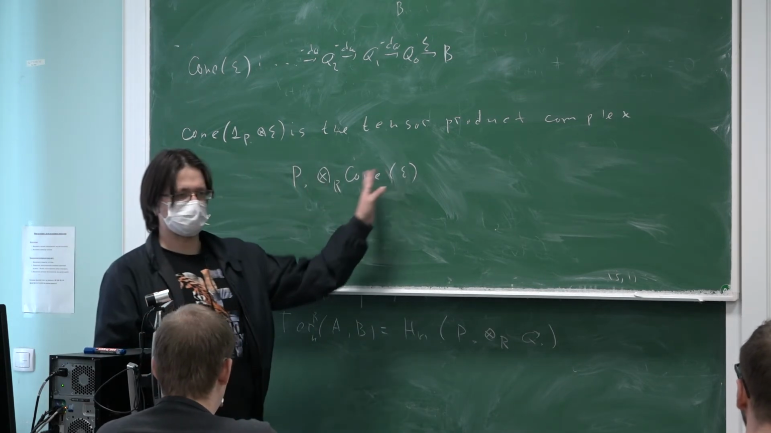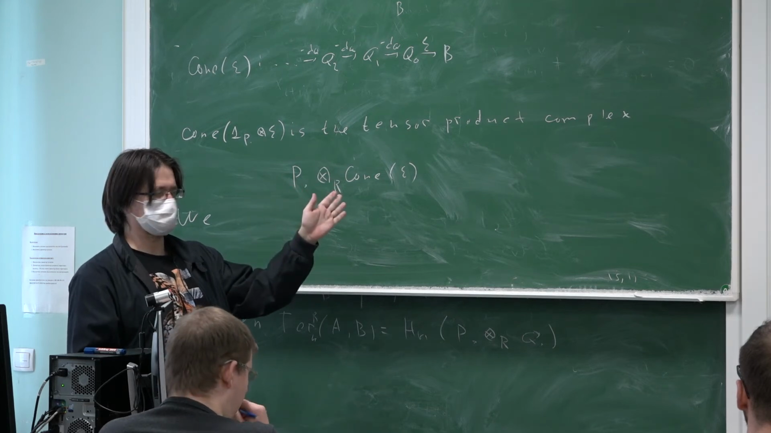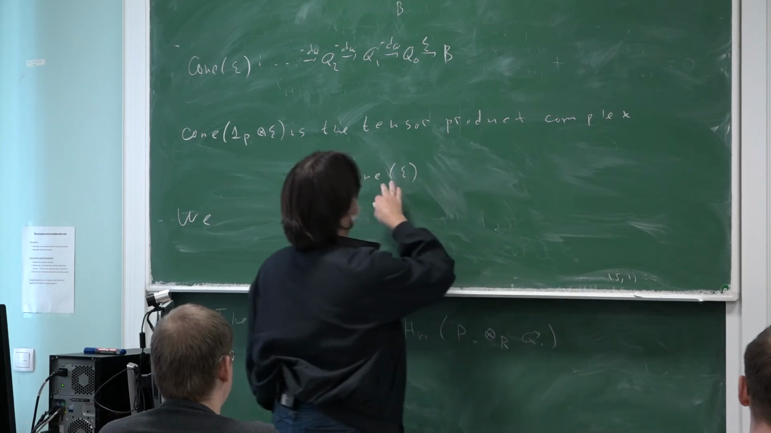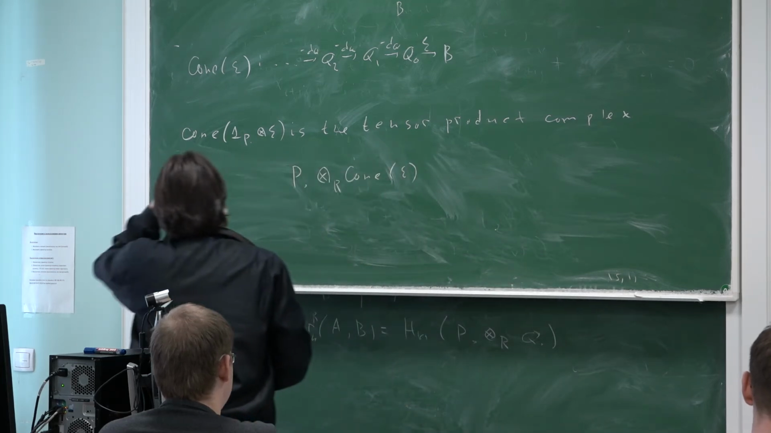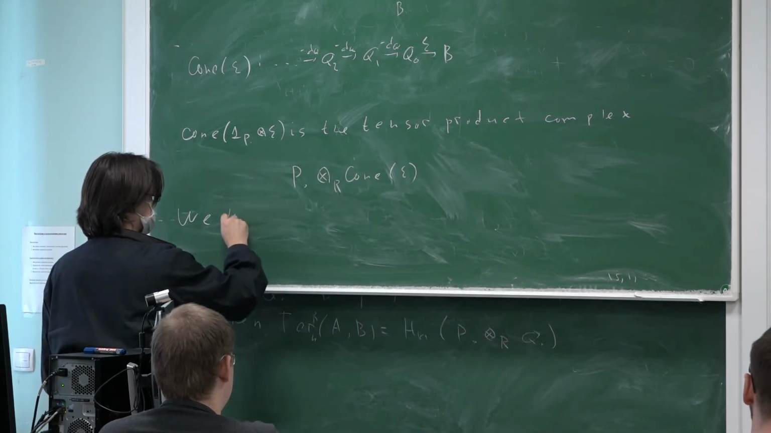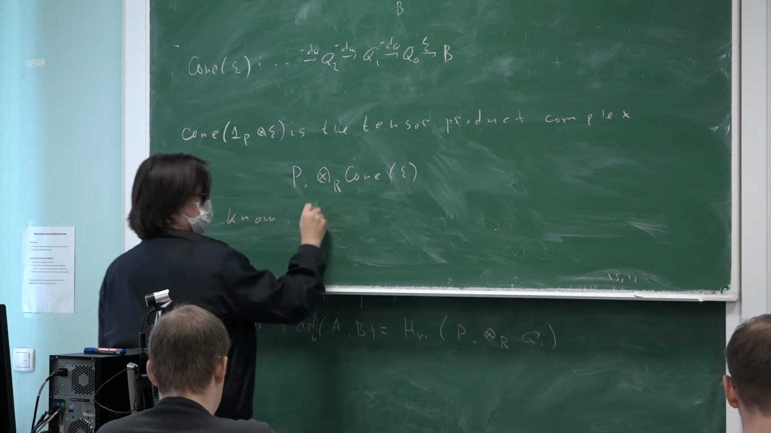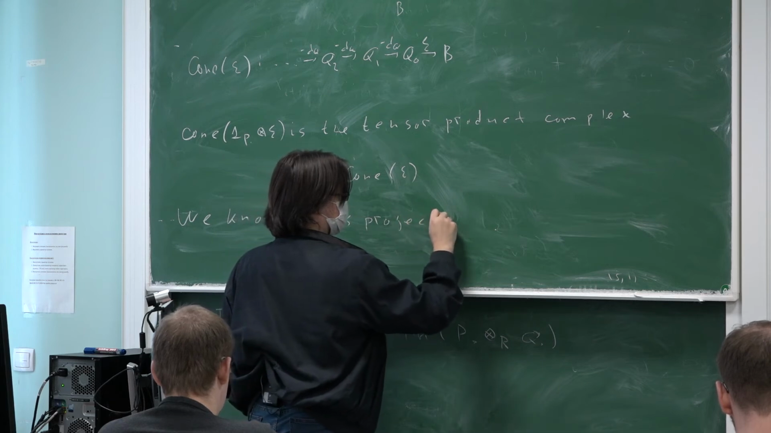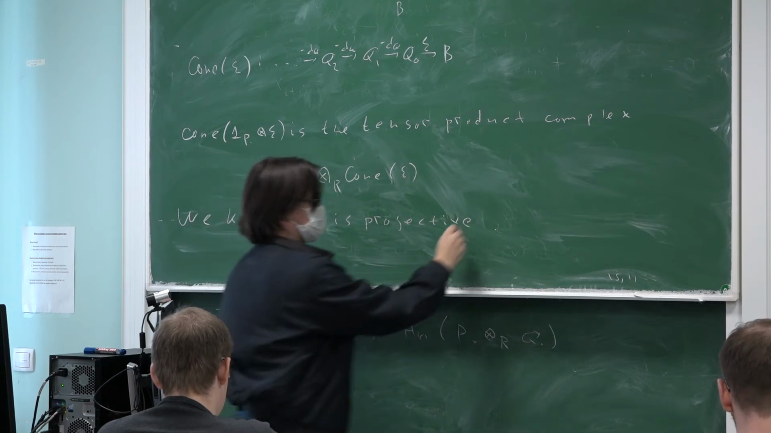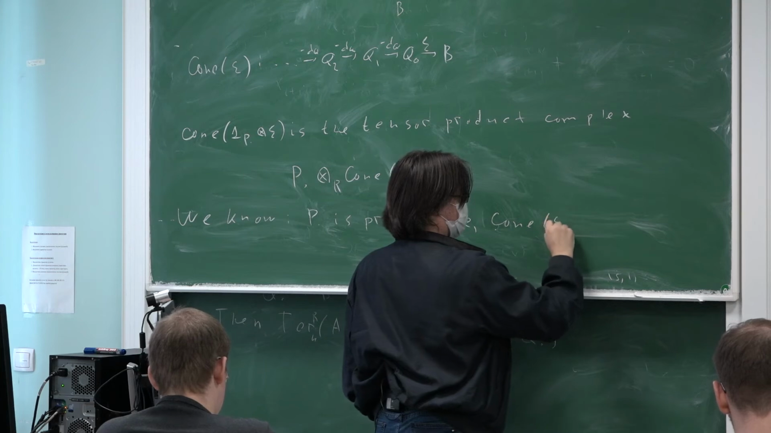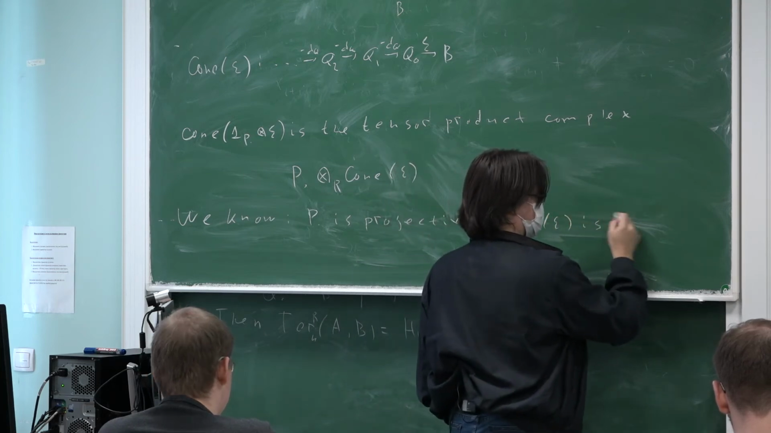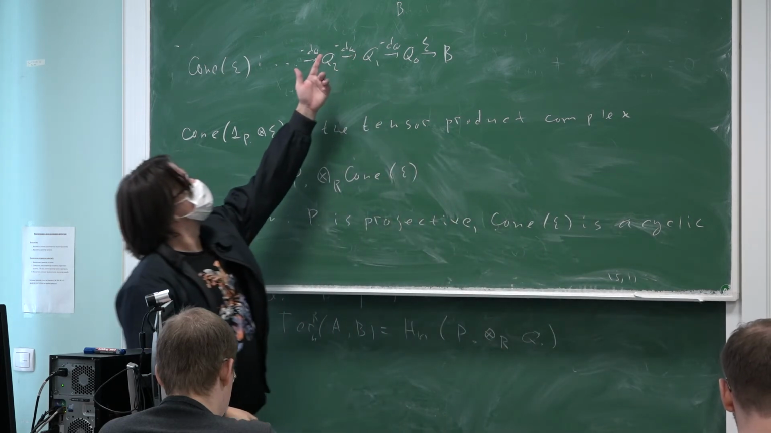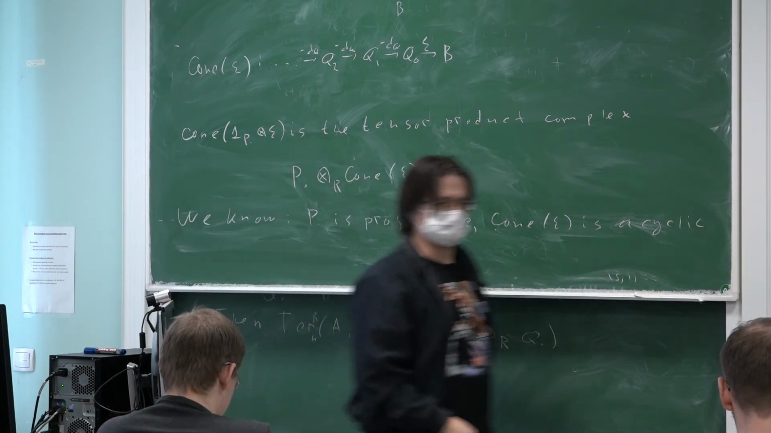first of all, both complexes are bounded on the right, yes, like from some point they are zero, cone of epsilon and P. And we also know that P is projective, and cone of epsilon is acyclic, because cone of epsilon is a cone of quasi-isomorphism, yes?